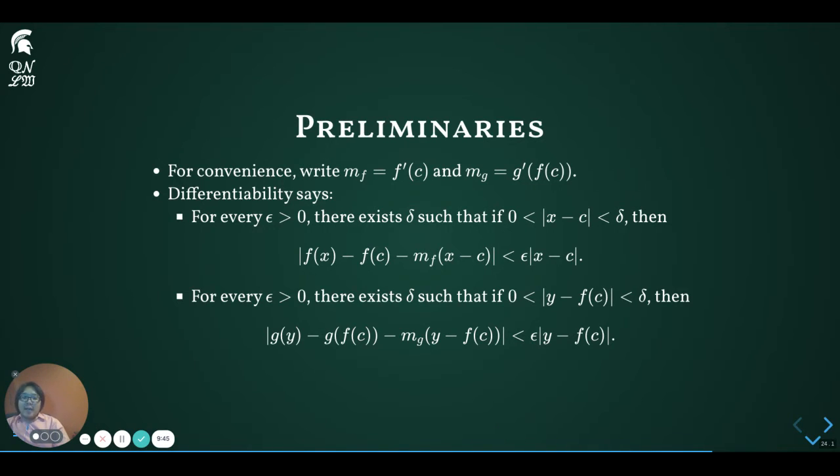Similarly, for any epsilon positive, this epsilon may be different from the one above, we can find a delta, which again may be different, such that if y minus f of c is in absolute value between 0 and delta, then g has a good linear approximation with slope m_g. Notice that I use y for the variable for g to help me keep track of the fact that the domain of g and the domain of f are different sets.